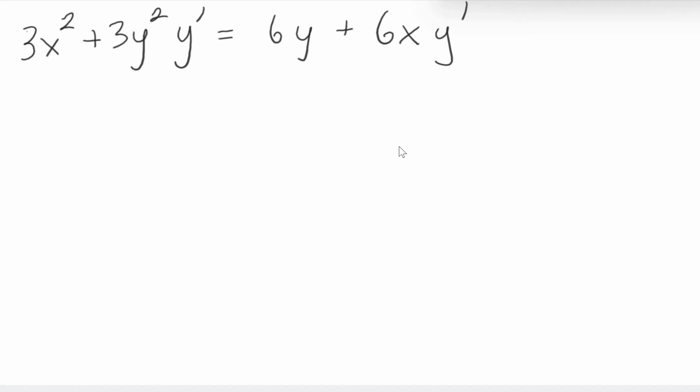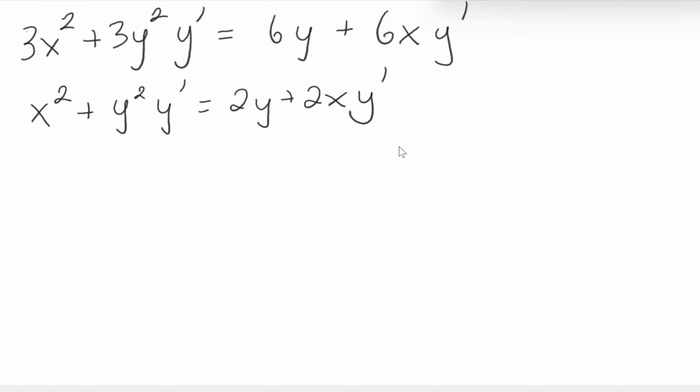Yeah, I can divide them all by 3. While that might not seem like a huge thing, it gets rid of stuff that I don't need, so I'm going to clean up some of the numbers. So this becomes x squared plus y squared y prime equals 2y plus 2x y prime. It's just like multiplying everything by a number. I can divide everything by a number, as long as I do the same thing to both sides, it doesn't change the problem.